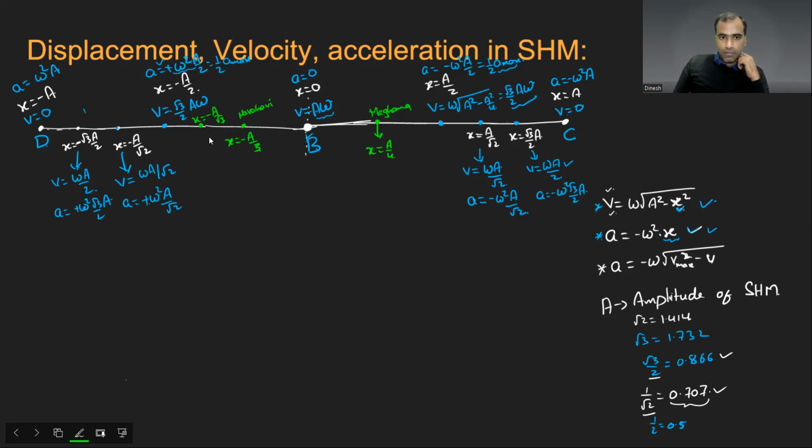So velocity is omega root 15 a by 4. Very good. Root 15 by 4 a omega. Acceleration is simple, I think. Minus omega square a by 4. Very good, Narahari. This is for Rishika.